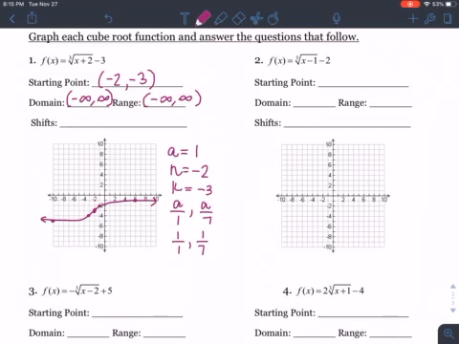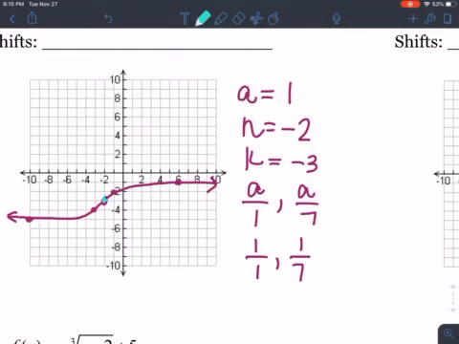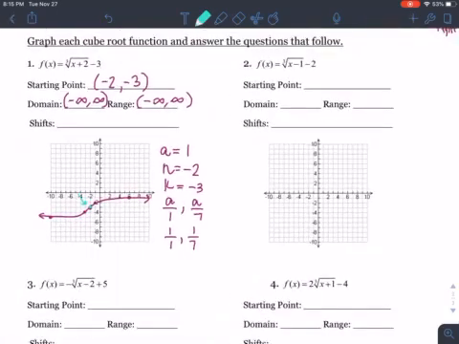My shifts, where did we go from 0, 0? You ask yourself, did I move left or right from 0, 0? Where did that pivot point, that starting point, move? Well, that point moved left 2, down 3. Then did I have a -a? Nope. So I have no reflection over the x-axis. And is a a fraction or bigger than 1? Nope. So that is it.